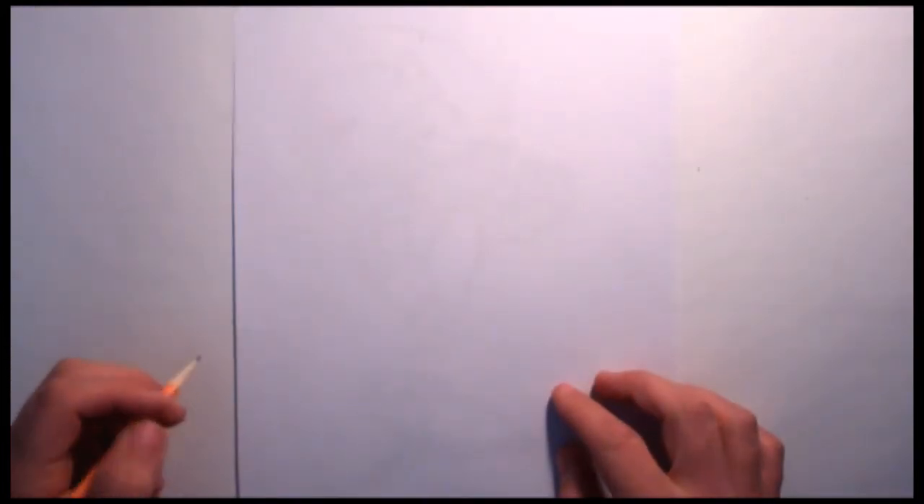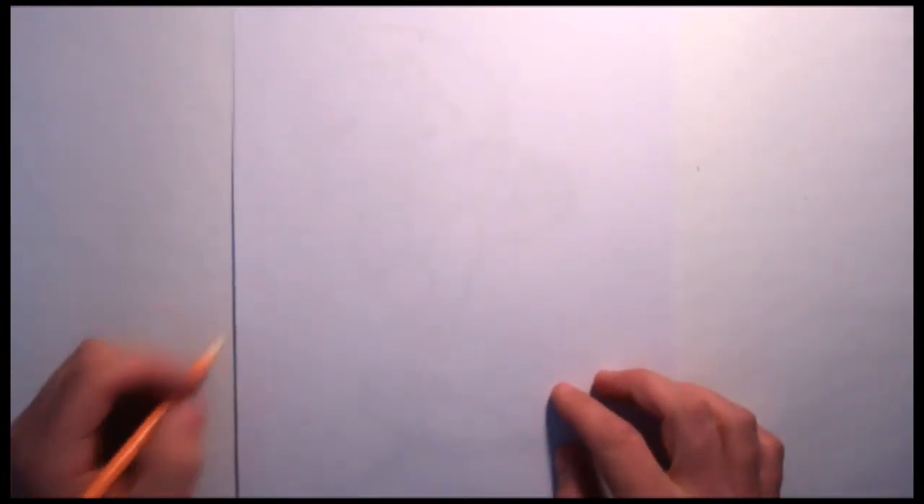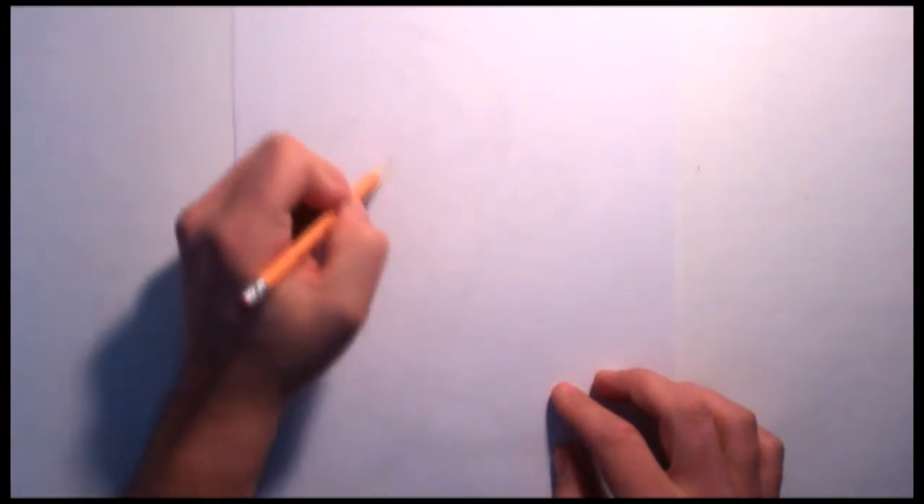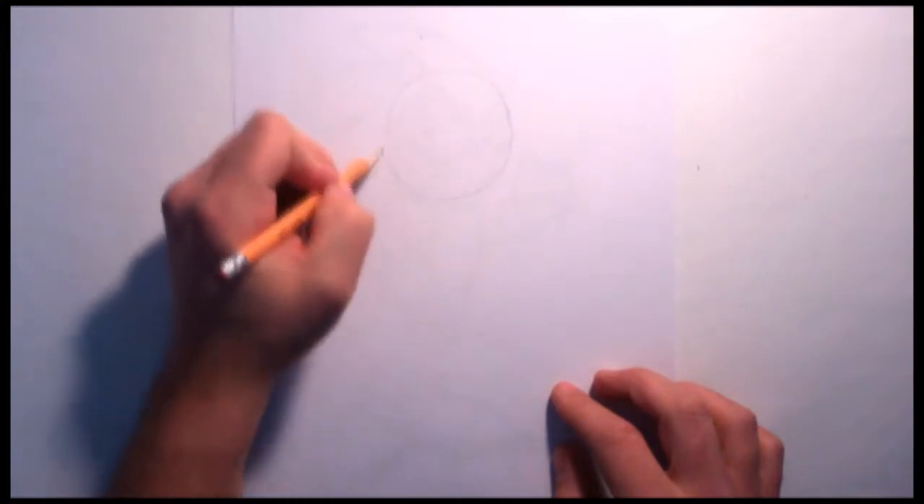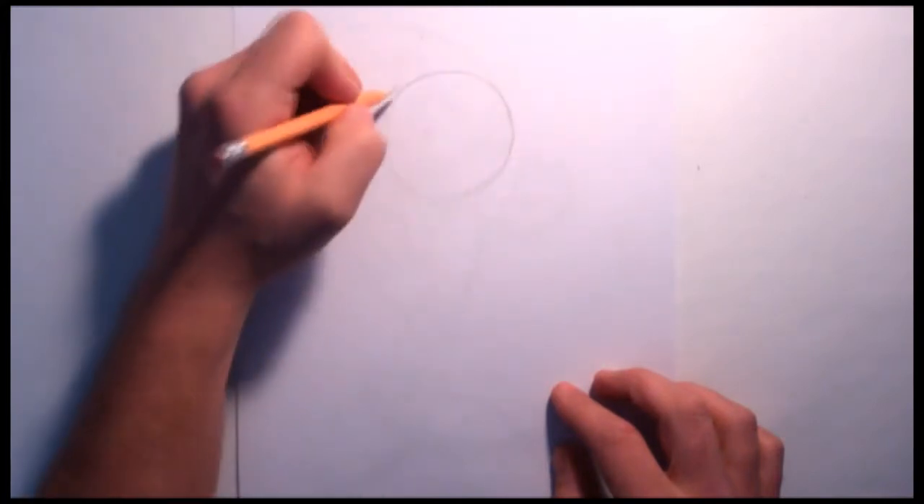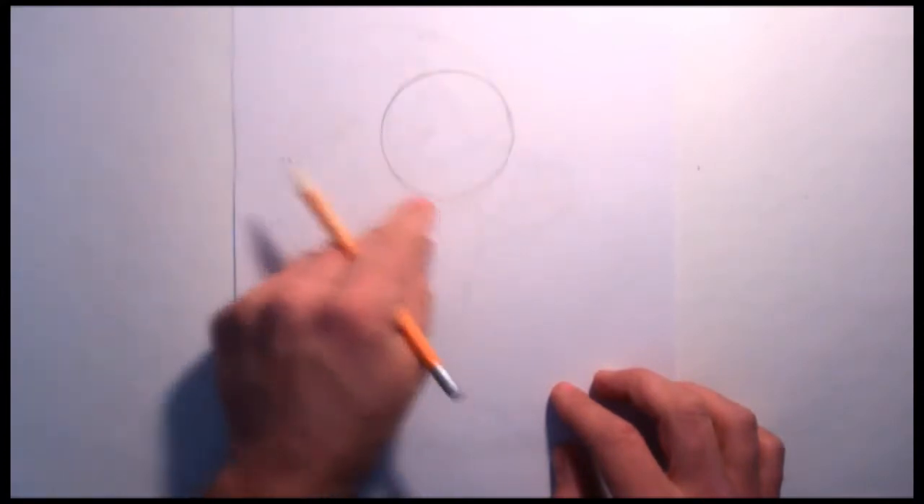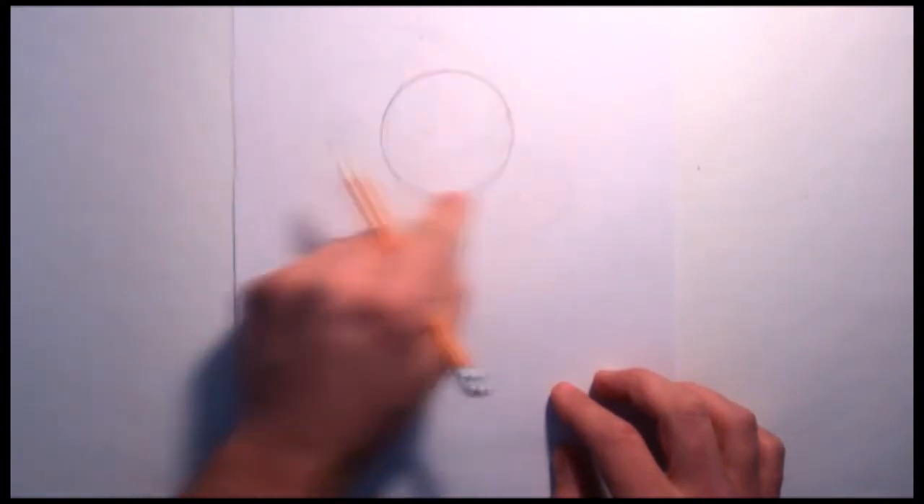Hello, today we're going to draw Sonic the Hedgehog. First thing I'd like to do is go ahead and block in the basic shapes that I want to use to create Sonic. So this circle right here, very loosely, is going to be the circle that will be Sonic's head.